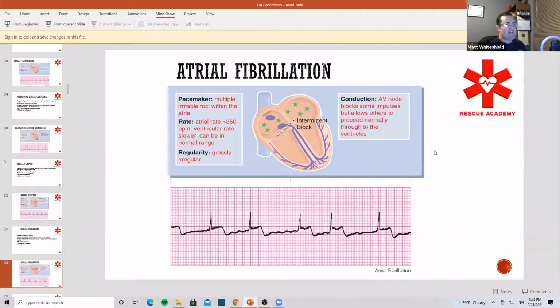Now, it states the AV node blocks some impulses but allows others to proceed normally through the ventricles, just like with a flutter. And guess what? We treat them both the same if it is considered rapid ventricular response.